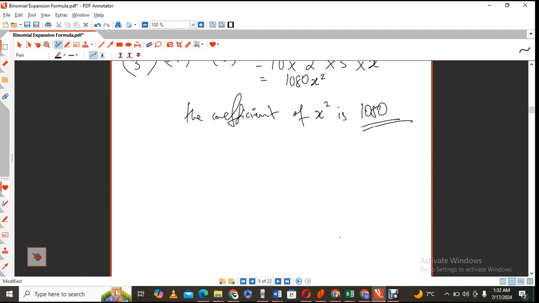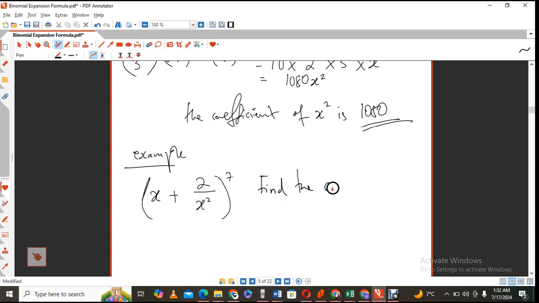Let's say example, where are we at now. I'm trying. Okay, so let's say we bring in another example. So let's bring in x plus 2 over x squared, raised to the power of 7. And the question is asking, find the coefficient of x in that expansion.